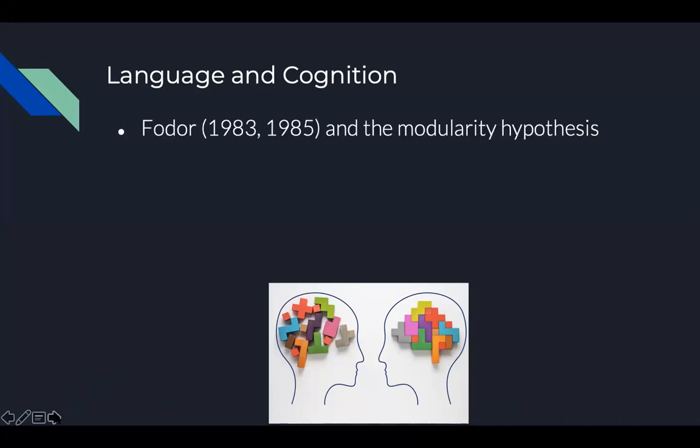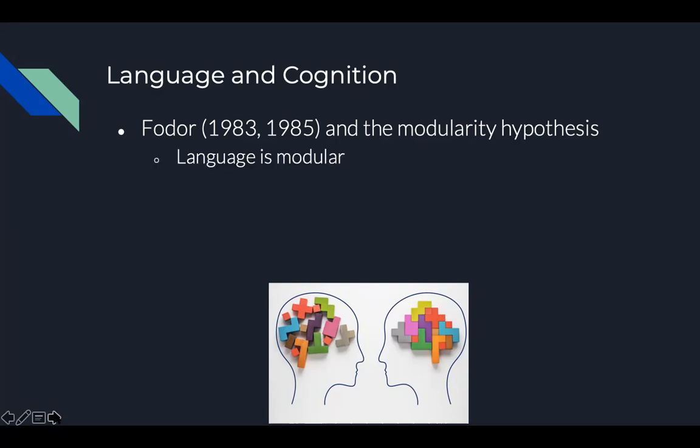So a proposal made by a philosopher named Jerry Fodor, he made quite a different argument about the relationship of language in comparison to other aspects of cognition. And so Fodor argued that some cognitive processes, particularly our perception and language, are modular.